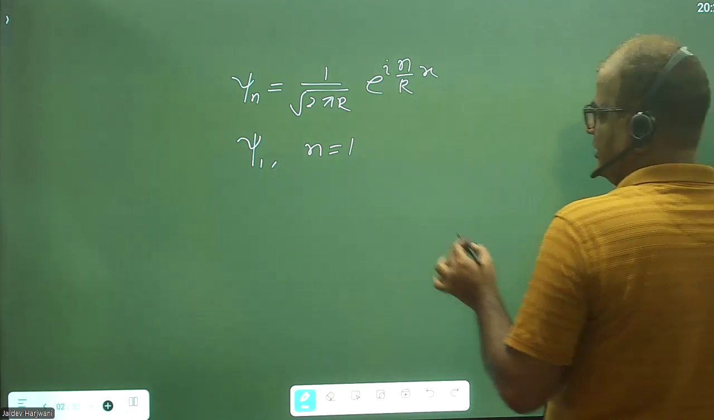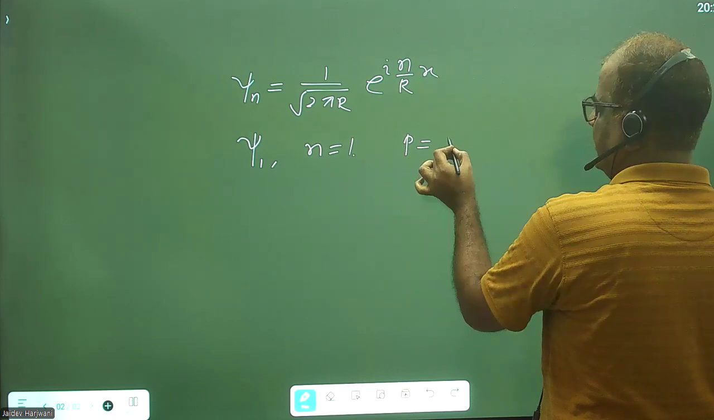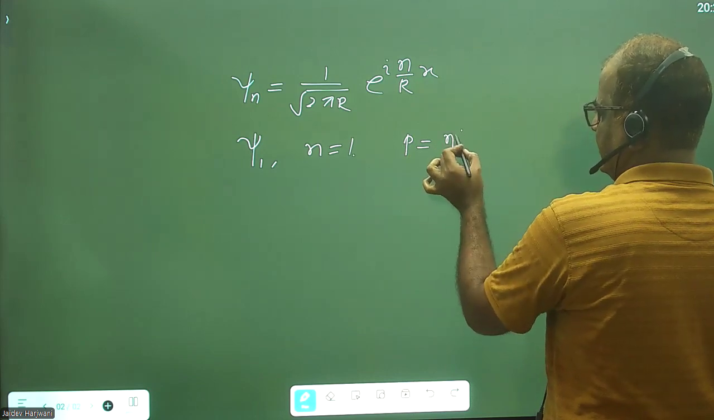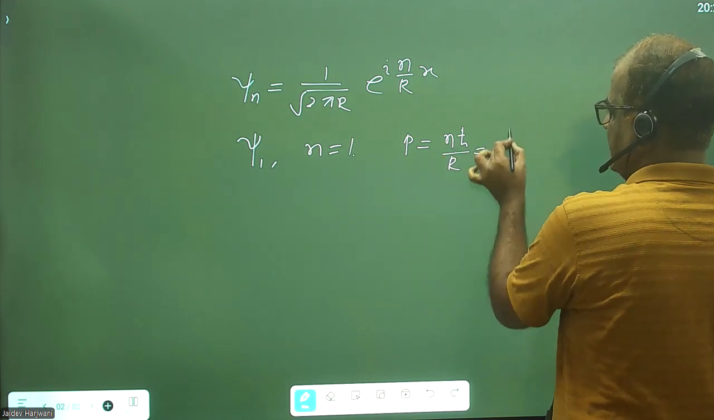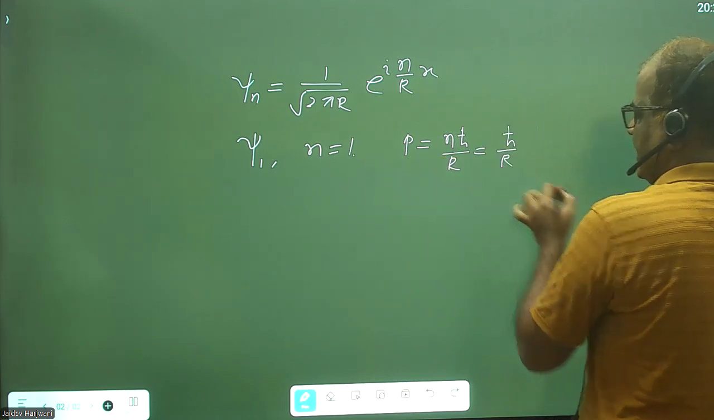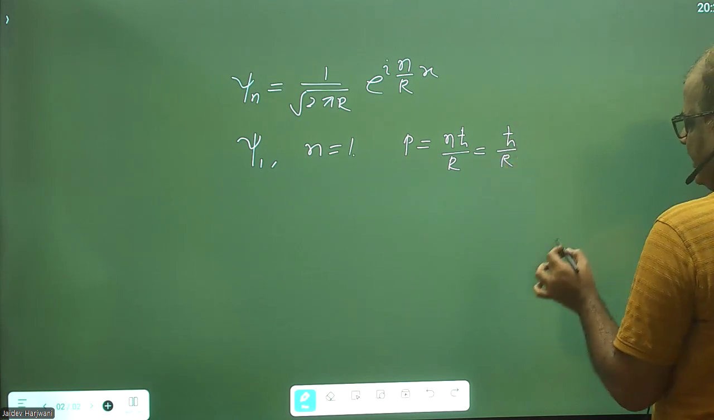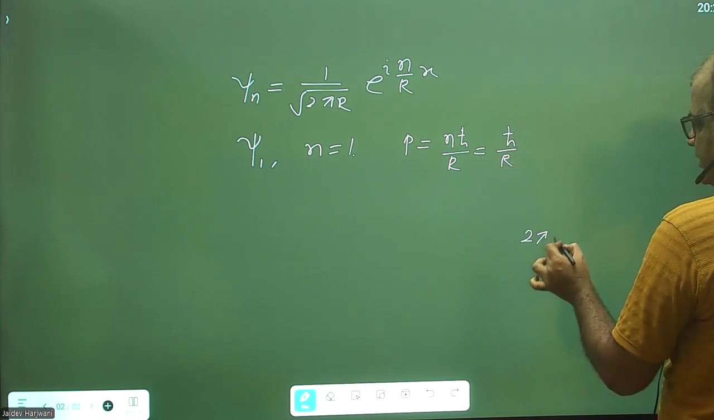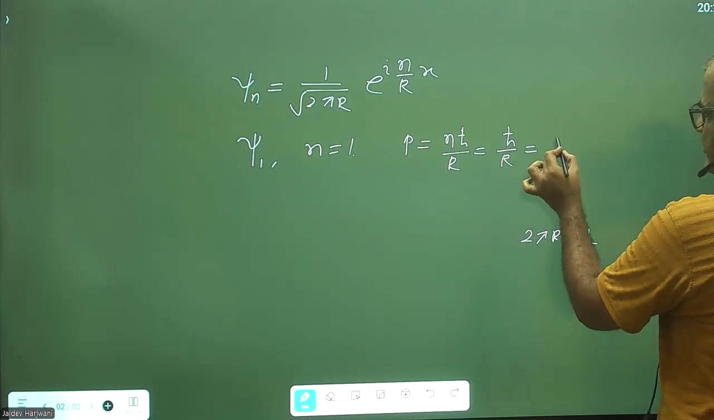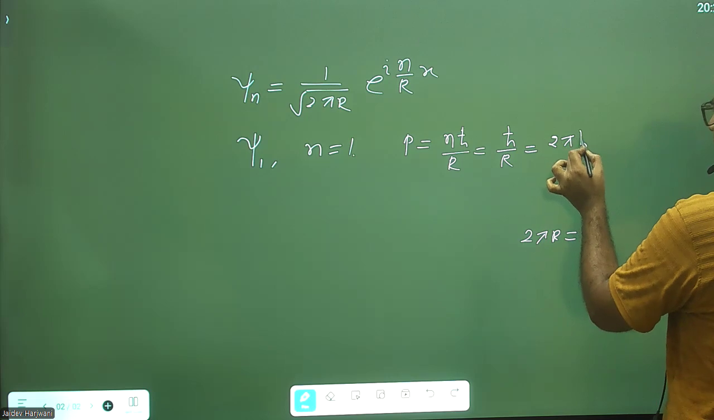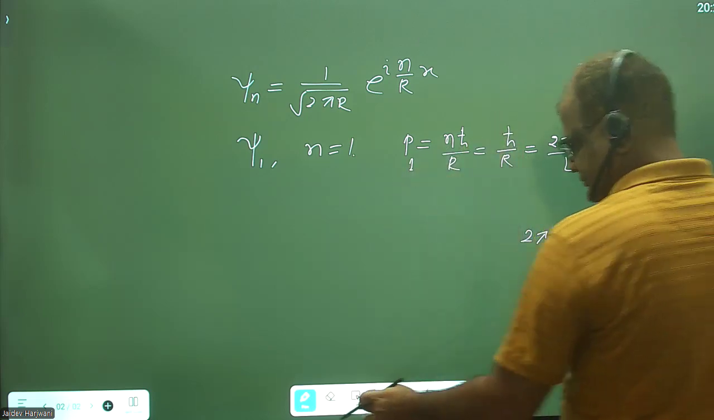So what will my p become? P is n h cut by r. Now n is 1, so p becomes h cut upon r. Or if you want to write in terms of L, 2 pi r is L, so r is L upon 2 pi, and this becomes 2 pi h cut upon L. So my momentum becomes this.